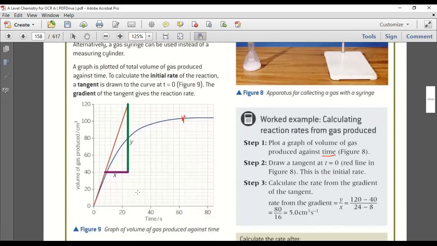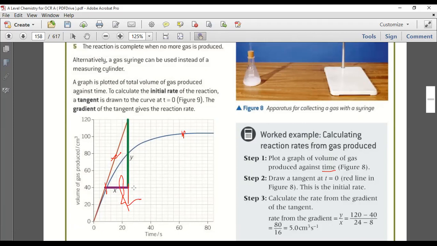Okay, now this is the graph. You need to plot a graph like this. Now draw a tangent at t equal to 0. This tangent is the red line in figure 9, and this is known as the initial rate. This red line is giving you the initial rate of reaction. Now calculate the rate from the gradient of the tangent. The rate of reaction will be equal to y upon x, the change in y-axis upon the change in x-axis. So x-axis is this change.